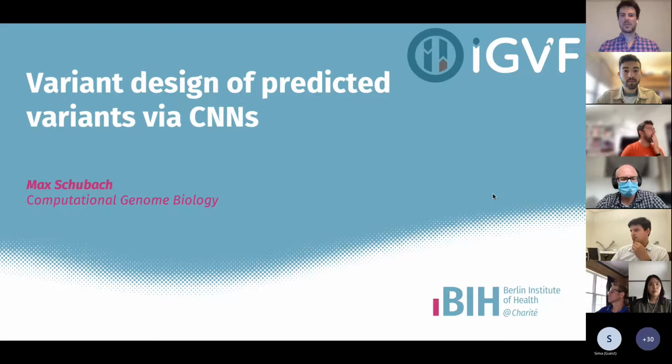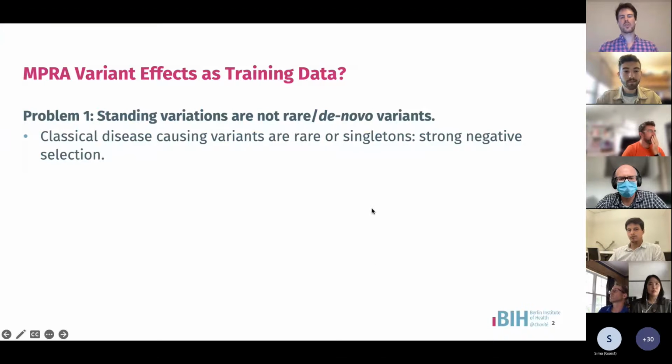But I think it's a totally different approach than most of the others, because we're a computational group, so we want to try to train models to predict variant effects. So we did the CAGI challenge, or we provided the data for the CAGI challenge with a saturation mutagenesis MPRA, where others should predict the effects of these different elements. But the problem when you try to train a model is that most of the MPRAs out there are just standing variations, and they're mostly not rare and de novo.